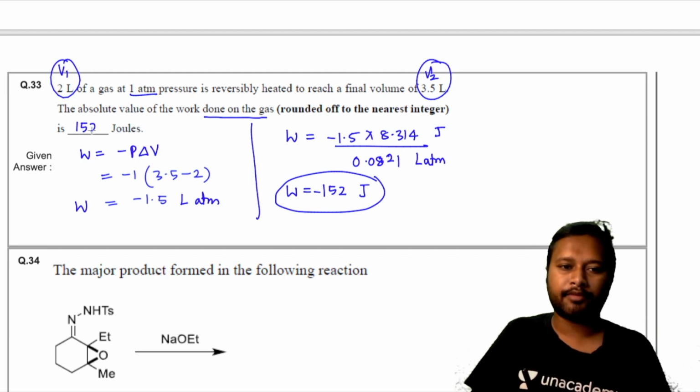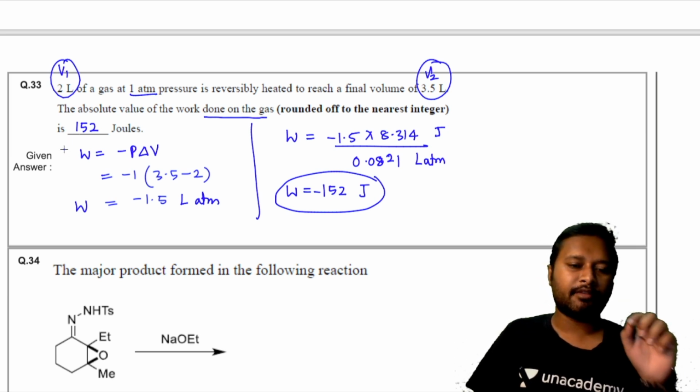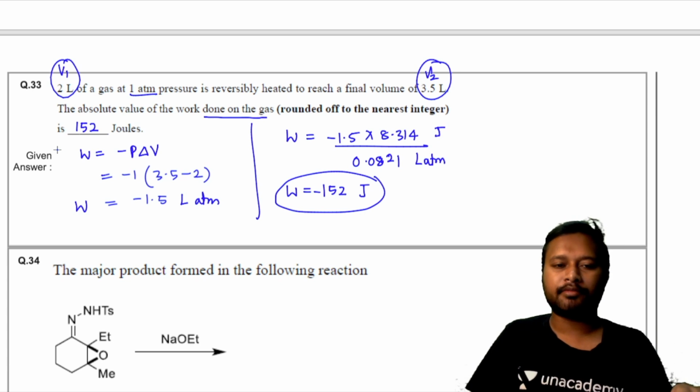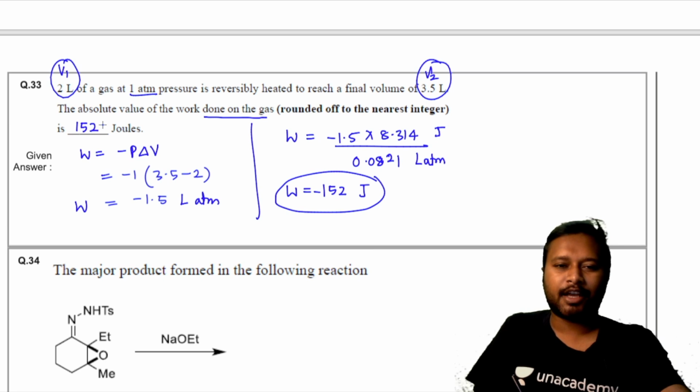The answer will be 152. If you have written the answer as positive, it will be correct. If you have given the answer as negative, I think that will be incorrect. According to me, that's what I think, and I think it is correct only. Okay, so this is how it will be done.